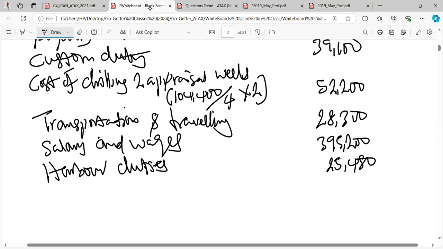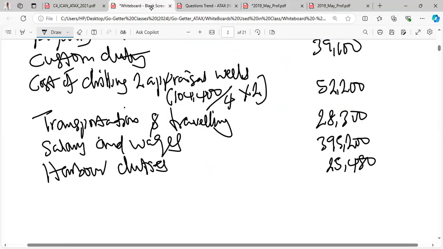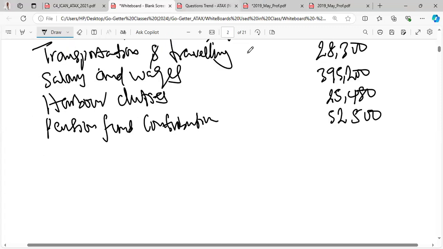All right. What was the next one? Pension fund contribution is an allowable expense. 52,500. Of course, it must be to an approved pension fund. Let's see if they accepted it here. Yes, it was accepted. We just have to assume it is to an approved pension fund.